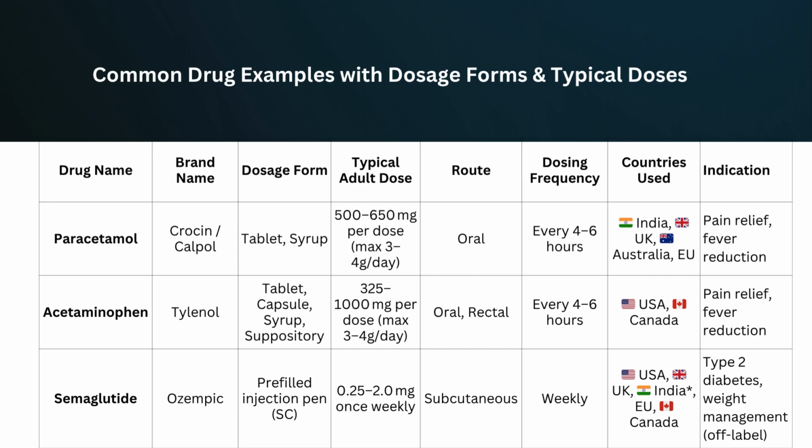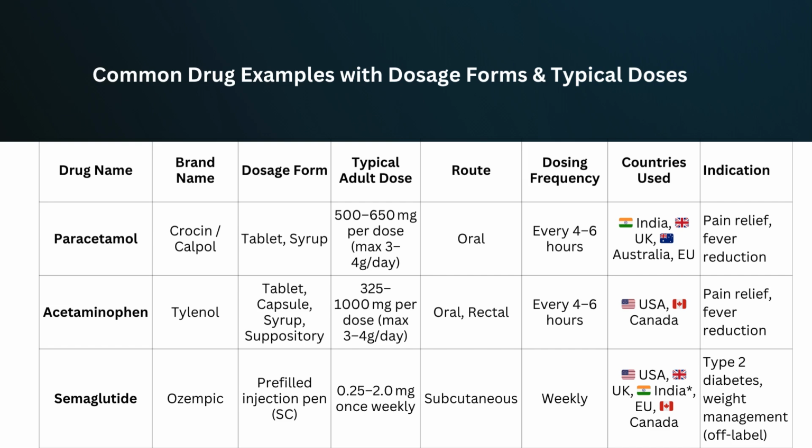Paracetamol for pain relief and fever reduction. It's usually in the dosage form of a tablet or a syrup, and a typical dose is around 500 to 650 milligrams. Route of administration is usually oral, and the frequency of administration is around 4 to 6 hours. Tylenol is the name for paracetamol in the US, and it's really for the same pain relief and fever reduction.